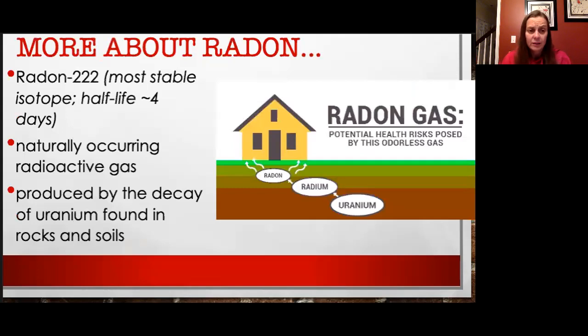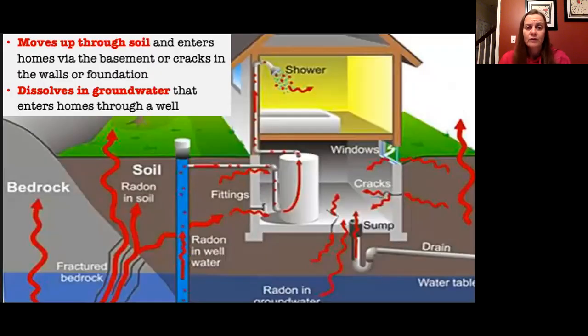The most stable isotope is radon-222. It has a half-life of about 4 days. As I said, this is a naturally occurring radioactive gas produced from the decay of uranium in soil. So the radon, being a gas, moves up through the soil and enters homes through the basement or through cracks in the walls or cracks in the foundation. It can also enter our homes if we are using groundwater, because it can dissolve in that groundwater and then enter our homes through the wells.